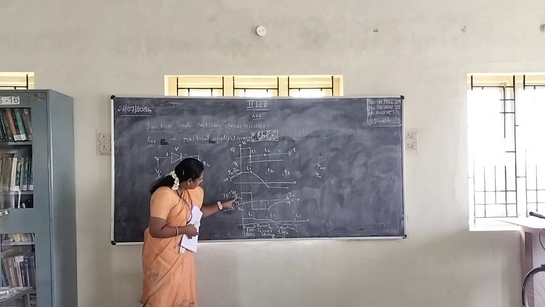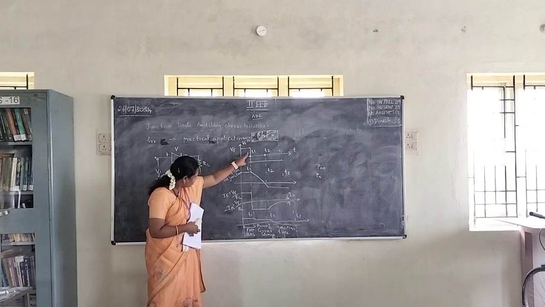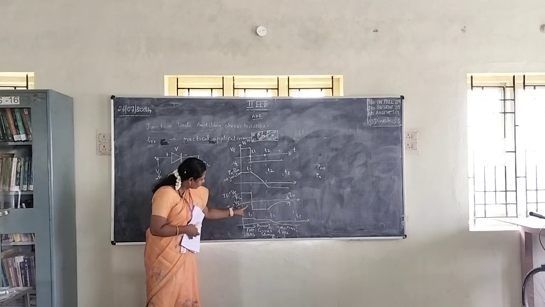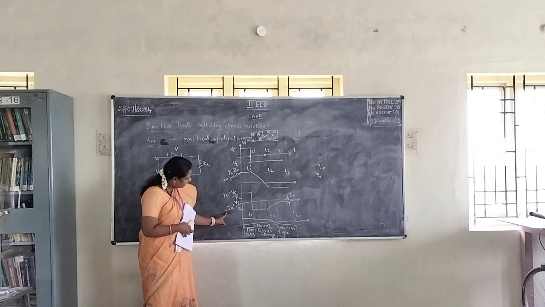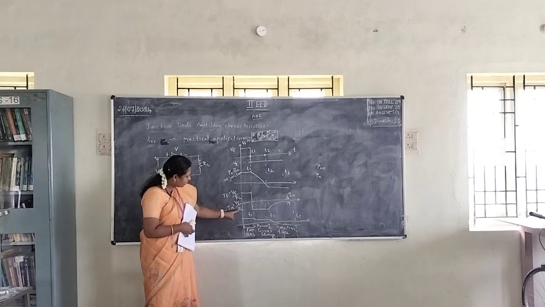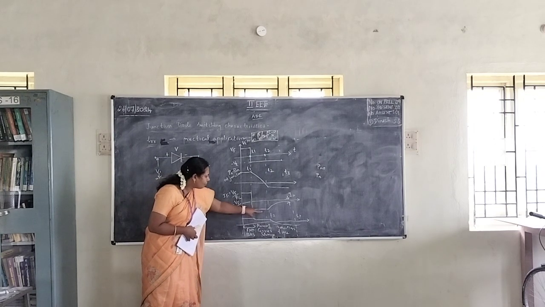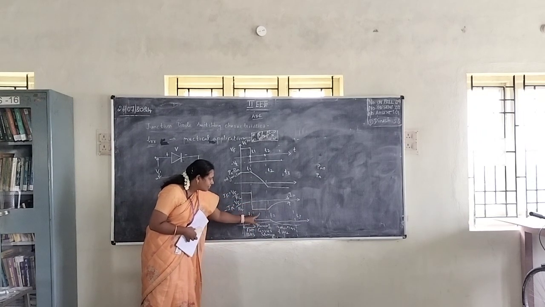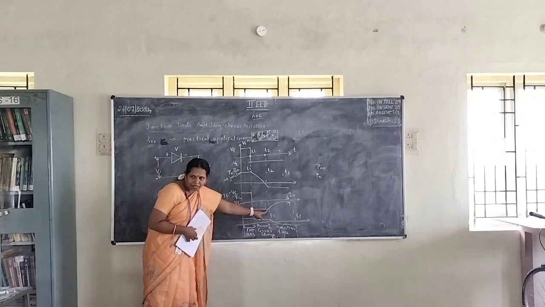This is forward bias, where forward current flows. When reverse bias is applied, the value changes to negative, so minus IR. After that, the minority carrier concentration changes, and the voltage level and current level change.